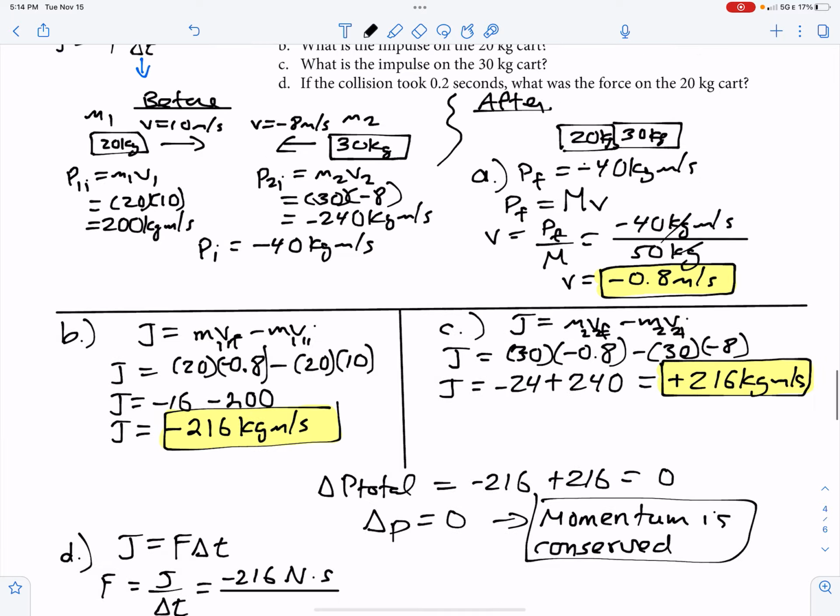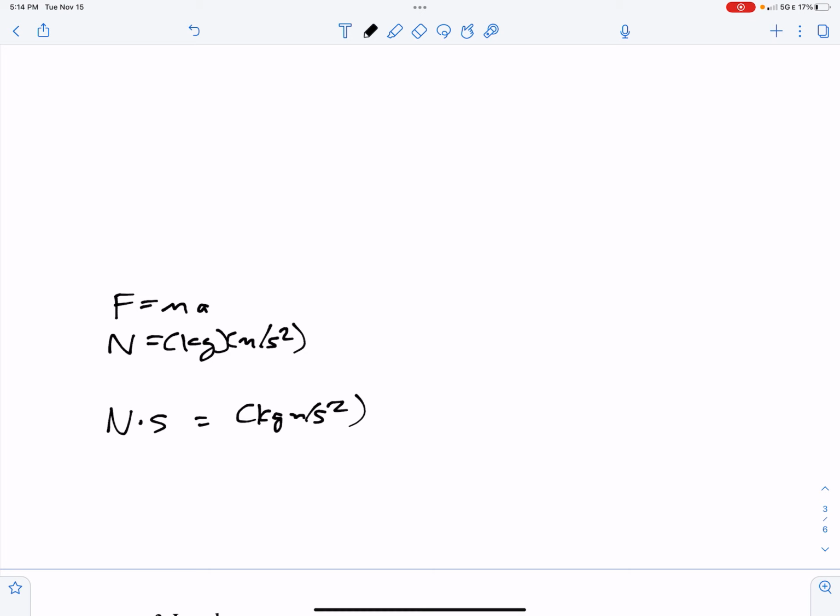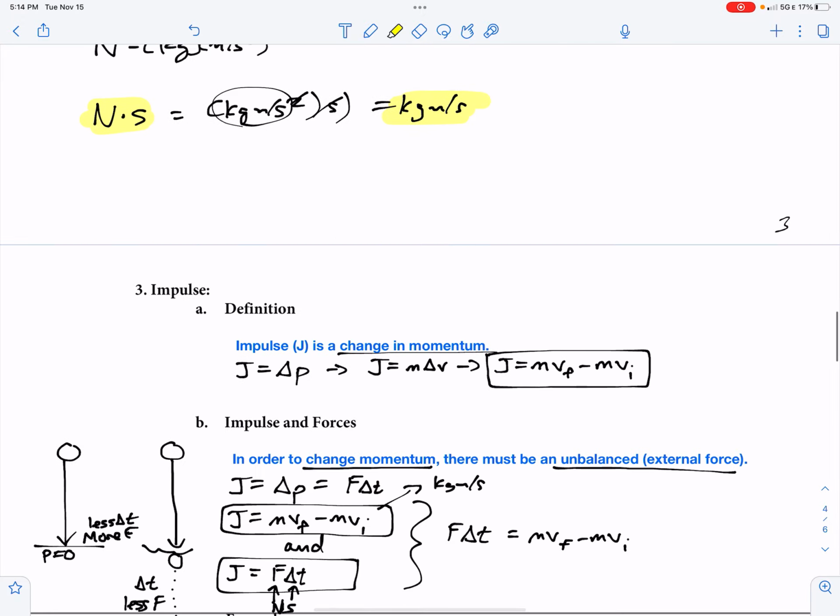Okay. And by the way, here's why that is. Let me show you real quick. Force is equal to mass times acceleration. That means 1 Newton is equal to a kilogram times a meter per second squared. That's what a Newton is equal to. So if we have a Newton second, that is equal to a kilogram meter per second squared, that's the Newton, times seconds. Well, this cancels with this, and what are you left with? Kilogram meters per second. That's why this unit is equivalent to this unit. Just thought I would throw that in there real quick.